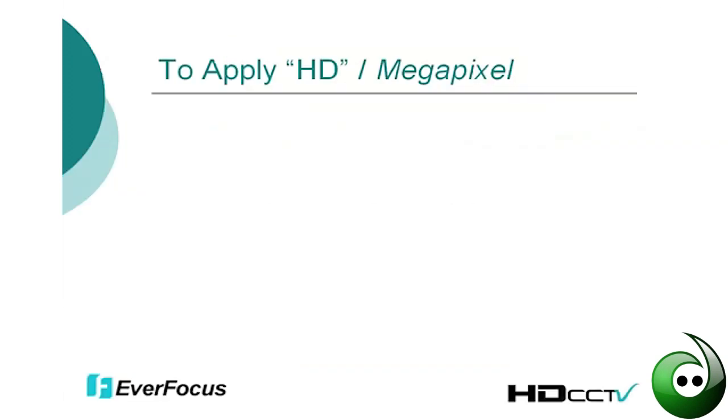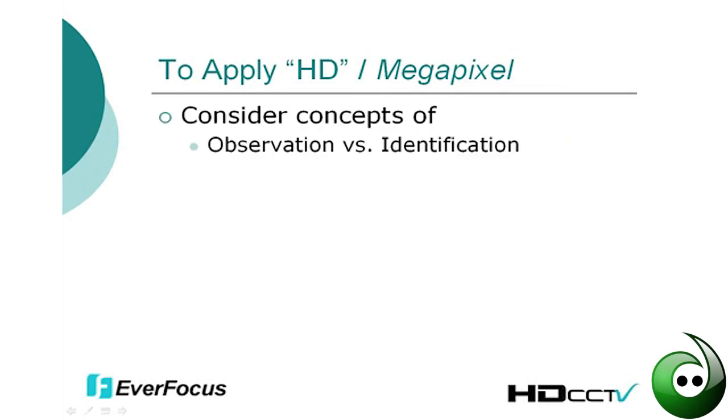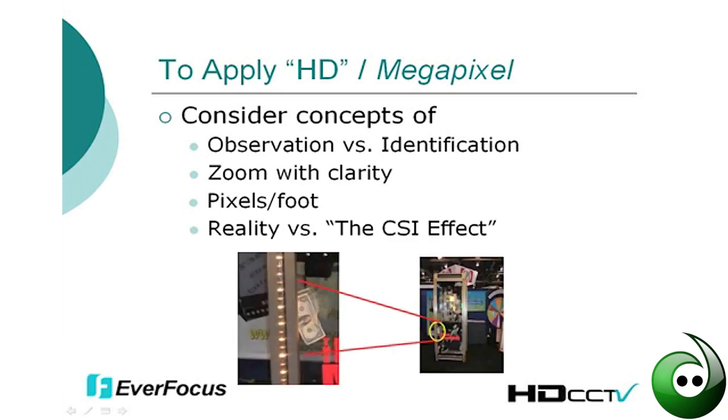Today we're going to talk about how to apply high-definition megapixel to closed-circuit TV surveillance applications, and to do that we need to consider the concepts of observation versus identification, the ability to zoom with clarity, and a new concept for us, the number of pixels per foot of area viewed. We also need to talk about reality versus what I call the CSI Effect.